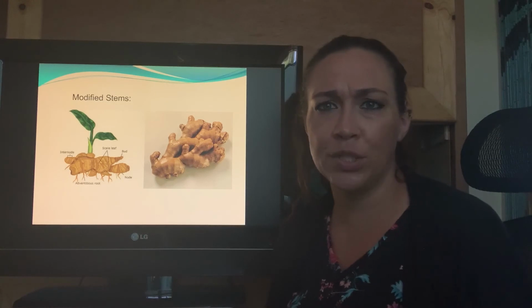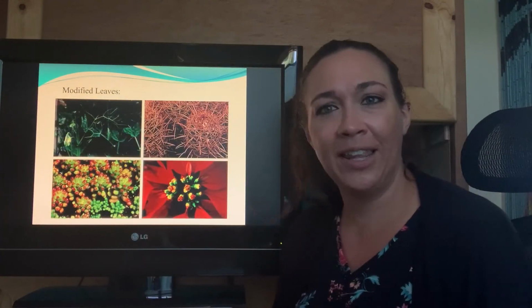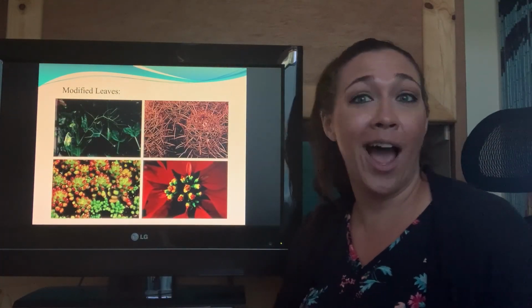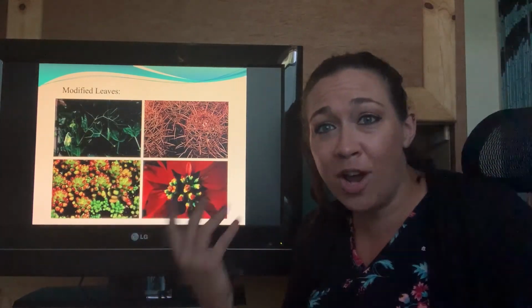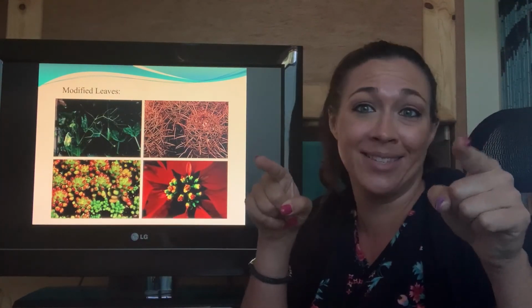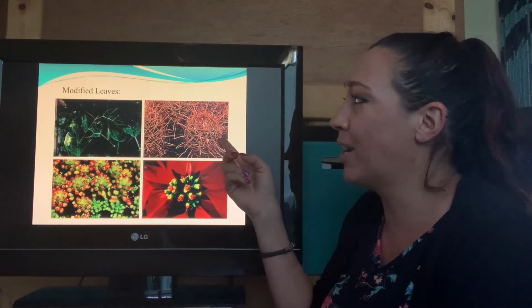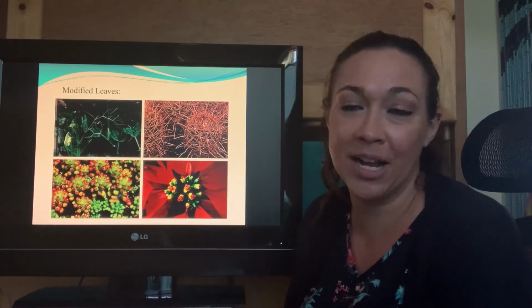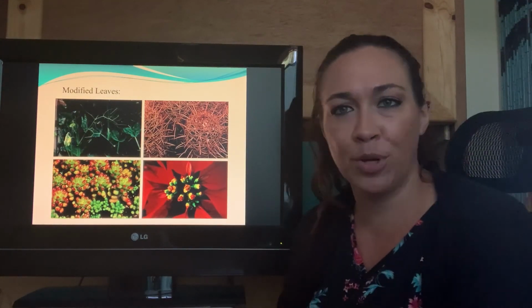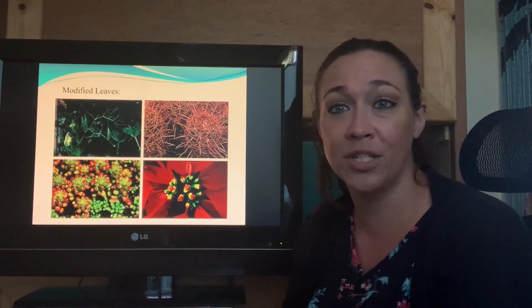Some things that are more useful to the plants would be modified leaves. So some of the plants are like, I'm tired of being eaten, so stop eating me. I'm going to develop little spikes so that you stay away from me. And that's what you see right here. These little spikes, these are from cactuses and stuff like that. And again, that's to keep predation down for the plant. They don't want to be eaten.